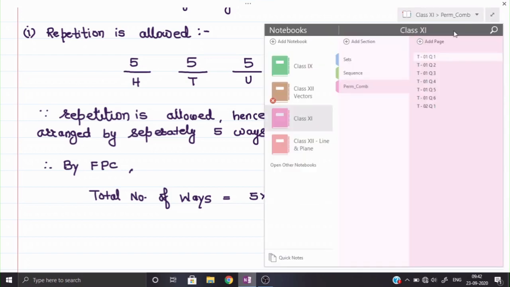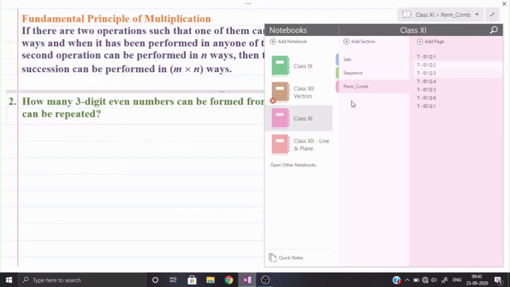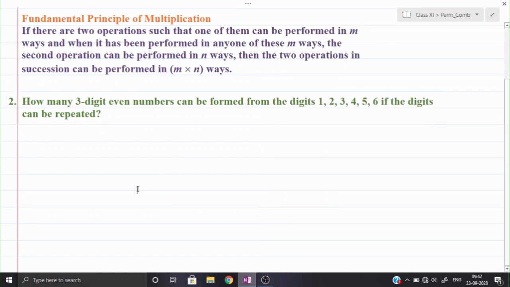So let us see question number 2. In question number 2, see what is given to us. How many 3-digit even numbers? Now remember, they are saying 3-digit as well as the number should be even. We don't require the odd numbers. Can be formed from the digits 1, 2, 3, 4, 5, 6 if the digits can be repeated.